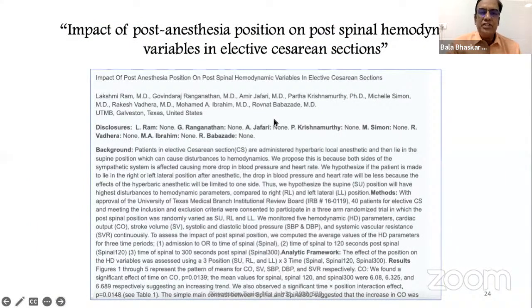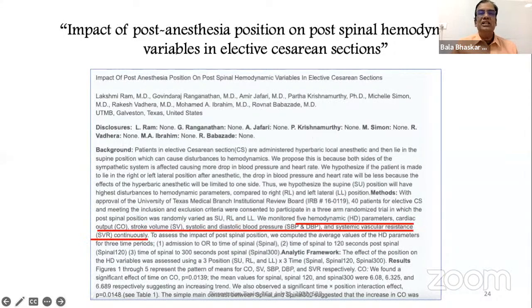Just when I was doing this preparation about 1 or 2 days ago, I came across this topic. Look at this heading: impact of post-anesthesia position on post-spinal variables in elective cesarean section. The topic definitely looks interesting. It is a very simple topic. Spinal anesthesia has been given, then the patients are followed up in the post-anesthesia period, positioned, I think, in left lateral or right lateral position, and they are trying to find out the hemodynamics. Some of these topics are innovative, and definitely implementable in our setups.